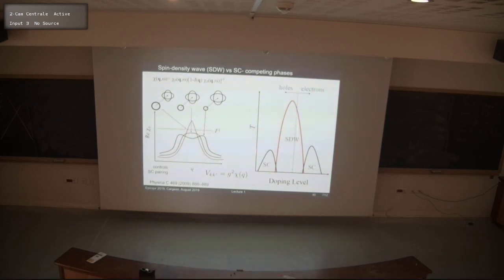And this is believed to be one way to understand the phase diagram. As long as you are away from perfect nesting, you remove the spin density wave, and eventually the system would like to pair up, because this attraction is caused by the spin fluctuations and relies on this large spin susceptibility.